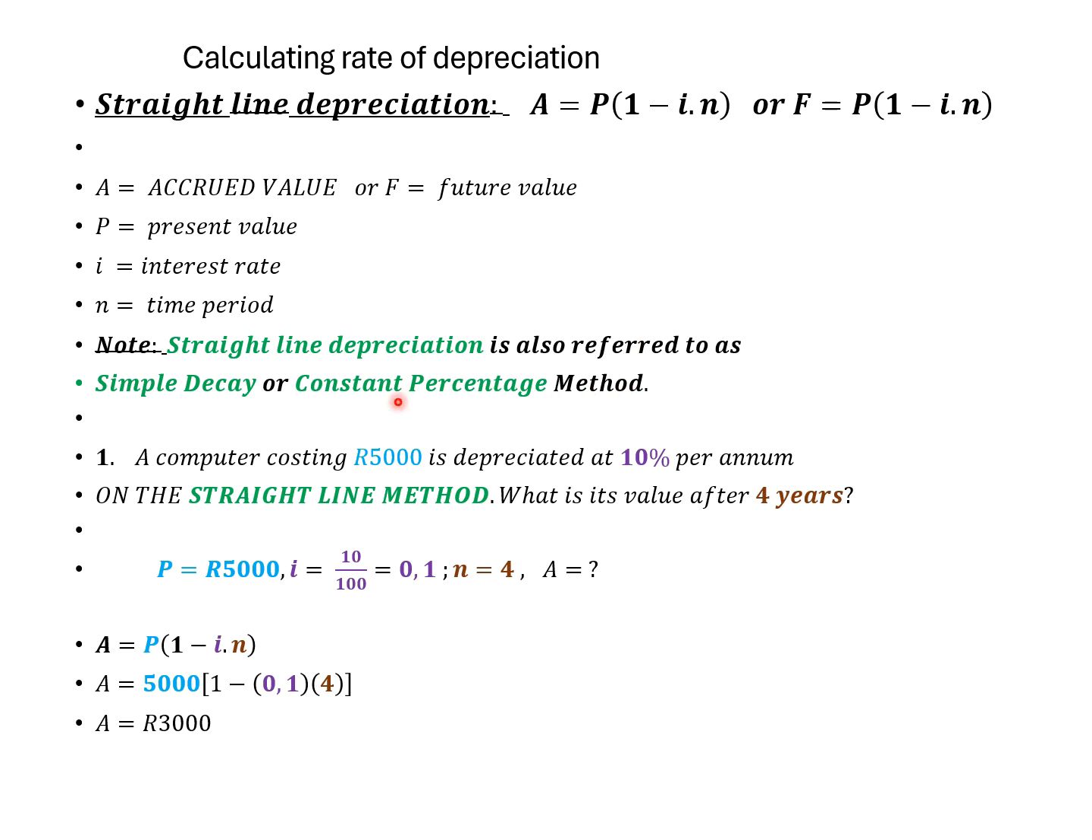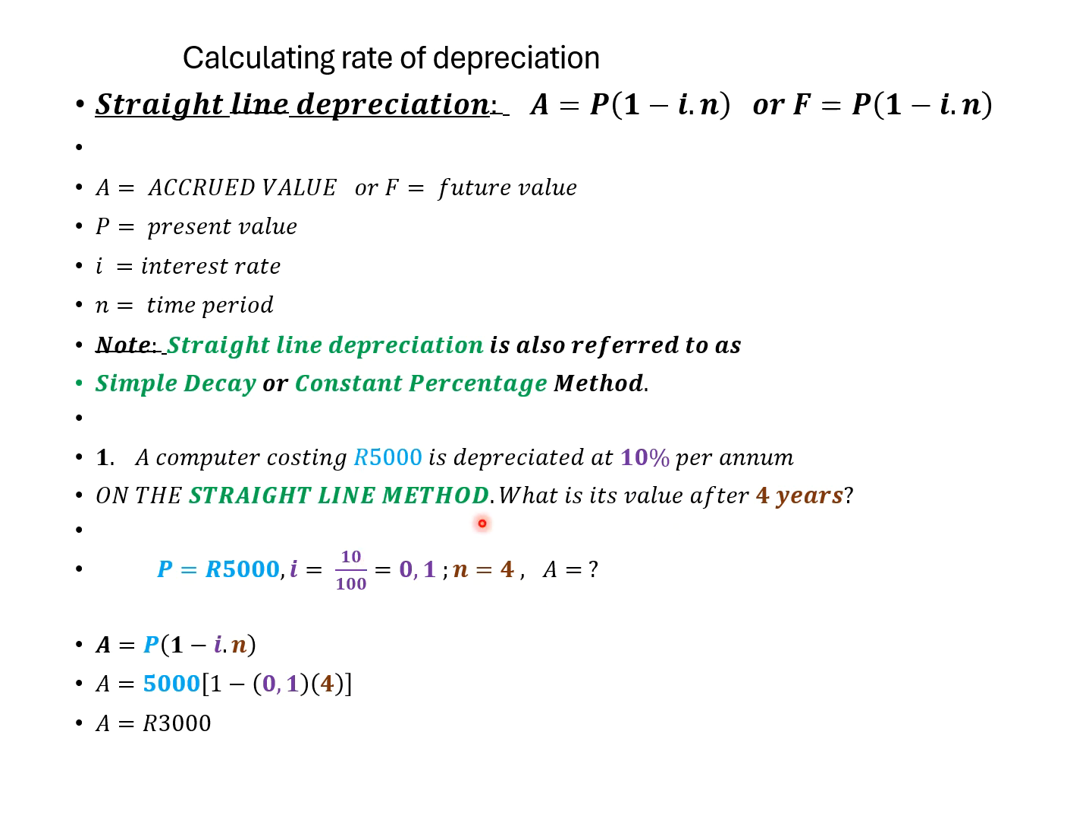Alright, so I'm going to now do one problem, first problem, and as I said, I'm going to go through the variations of these problems just to show you how to work with it. You should have an idea from what you've done in grade 8 and 9 and basically 10 with financial maths and simple interest. Right, so straight line depreciation is when something depreciates using the simple interest formula, but it has a minus sign and not a plus sign. Right, a computer costing 5,000 Rand is depreciated at 10% per annum. On the straight line method, what's the value after 4 years?